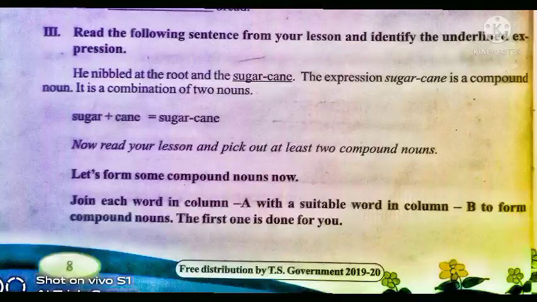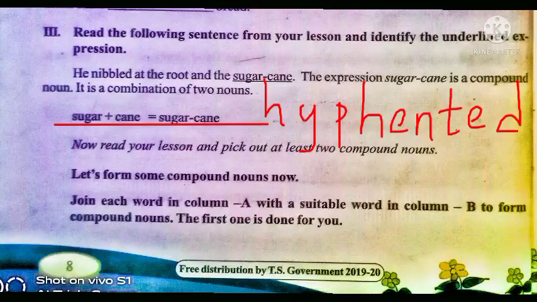Now coming back to our topic. Here in the sentence, he nibbled at the root and the sugar cane. Here the word sugar cane is underlined. Sugar and cane both are separate words. But they both give another word, sugar cane, and the word is also separated by using hyphen. So it is called a hyphen compound noun.